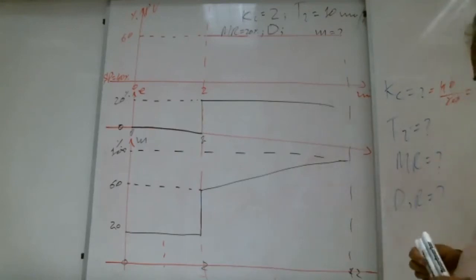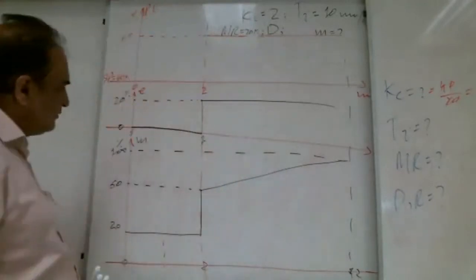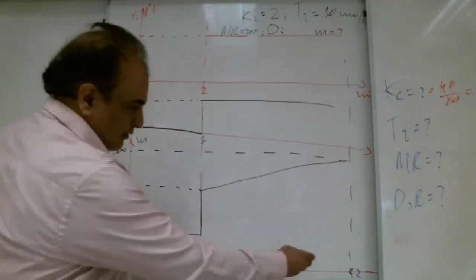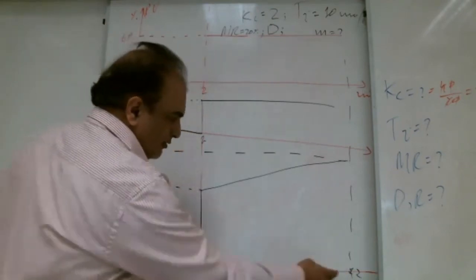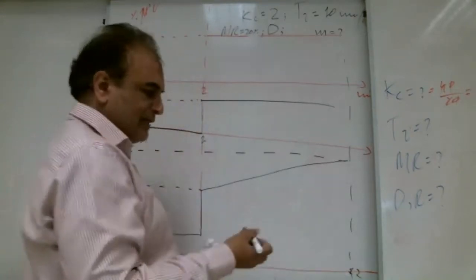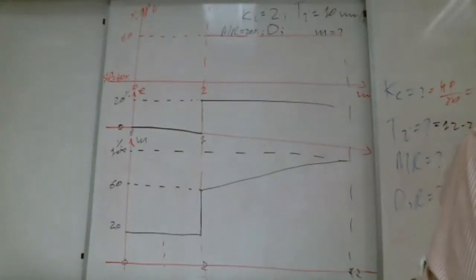How do we find the TI, Shabab? TI is the amount of the jump from that time. 12 minus 2, see here. This is 12, this is 2. So that is 12 minus 2, 10 minutes.